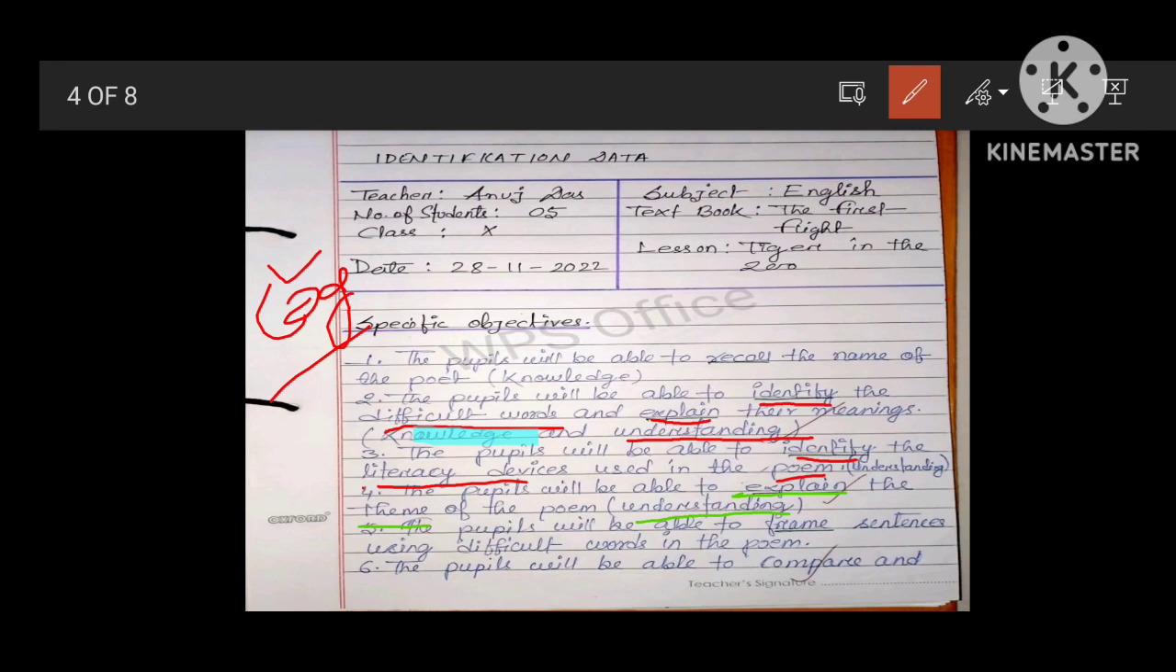So this will come under skill. They will be able to frame sentences, so this will be their writing skill. Okay, so this is also another level of the cognitive domain. And this will also be application, that they will be able to apply these difficult words while framing sentences. So skill as well as application, these may come under skill as well as application while writing instructional objectives.